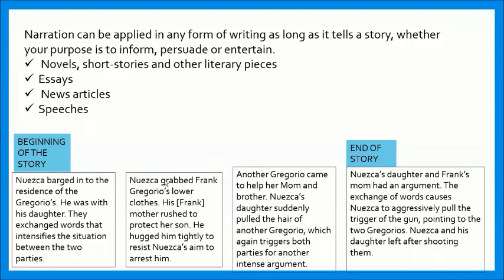And then what happened next is that Nuesca grabbed Frank Gregorius' lower clothes, so his shorts. So his mother, Frank's mother, rushed to protect her son. She hugged him tightly to resist Nuesca's aim to arrest him. And then another Gregorio came to help her mom and brother. So Nuesca's daughter suddenly pulled the hair of another Gregorio, which again triggers both parties to another intense argument. That's when the daughter barged into the scenario, wherein she pulled the hair of the sister.